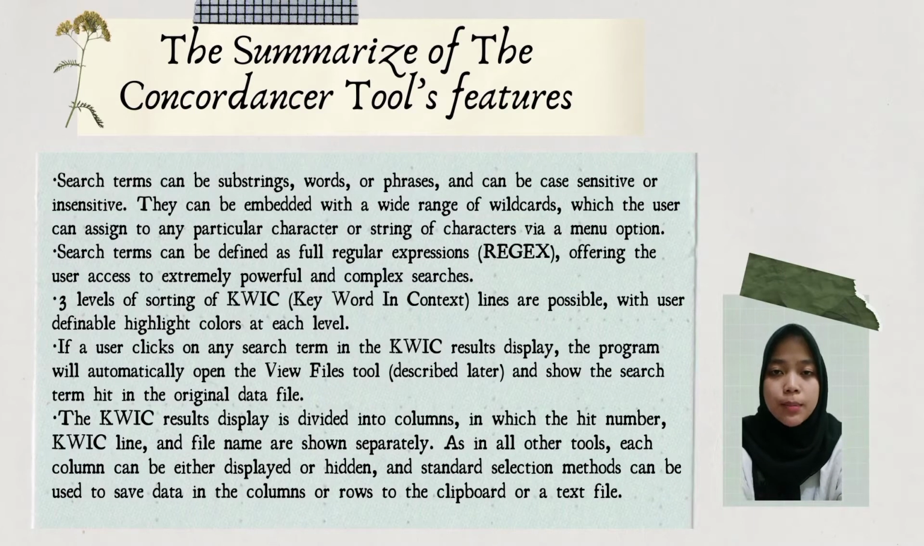First, search terms can be substrings, words or phrases, and can be case-sensitive or insensitive. They can be embedded with a wide range of wildcards, which the user can assign to any particular character or string of characters via a menu option. Next, search terms can be defined as full regular expressions, offering the user access to extremely powerful and complex searches. Next, 3 levels of sorting of KWIC lines are possible, with user-definable highlight colors at each level, and as follows.